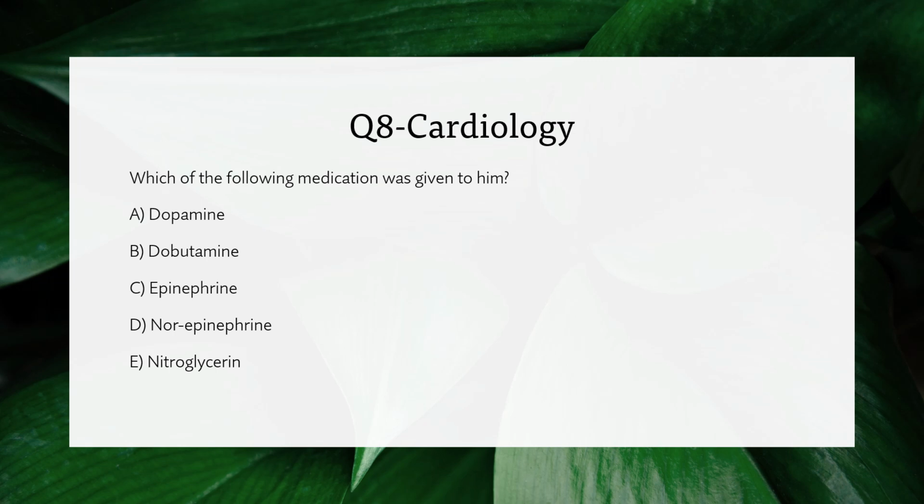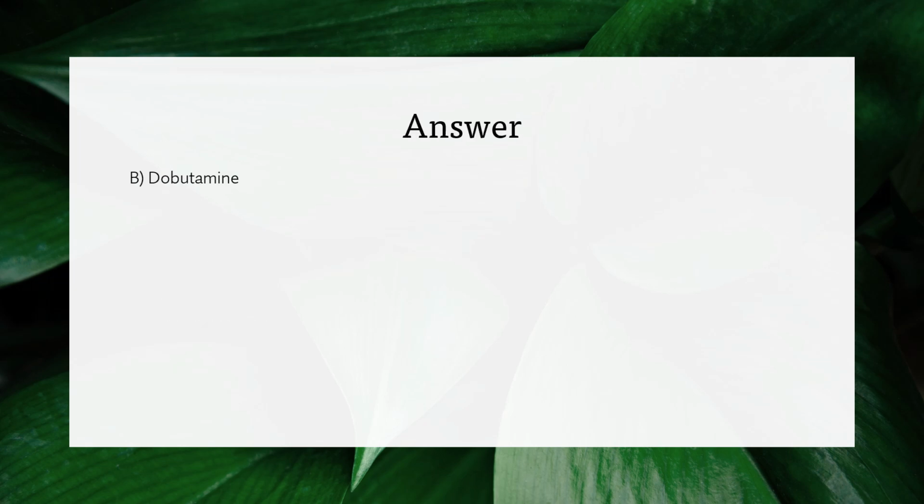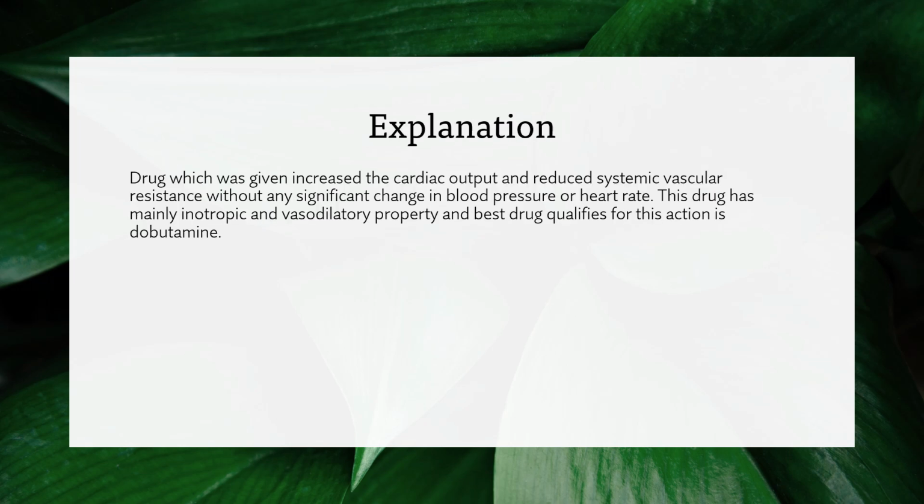Choice A, dopamine. Choice B, dobutamine. Choice C, epinephrine. Choice D, norepinephrine. And choice E, nitroglycerin. The correct answer is choice B, dobutamine. Please read the explanation here.